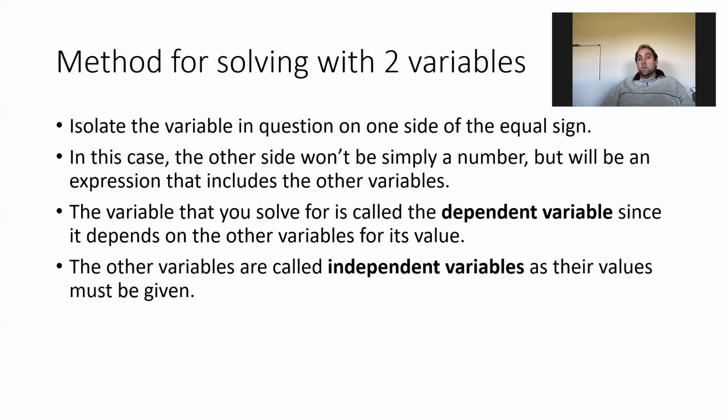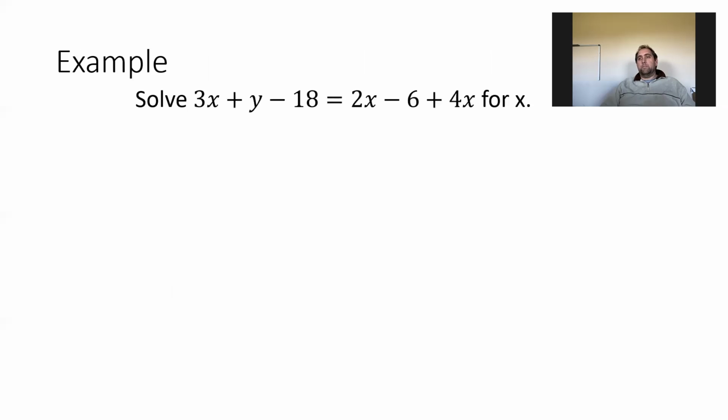The variable you solve for is called the dependent variable, since it depends on the other variables for its value. The other ones are called the independent variables, since their values must be given. So let's see what we have here. Let's solve 3x plus y minus 18 equals 2x minus 6 plus 4x for x. Notice it tells you what to solve for. In this case, we're solving it for x. We could also be told to solve for y, and that would give us a different answer, obviously.